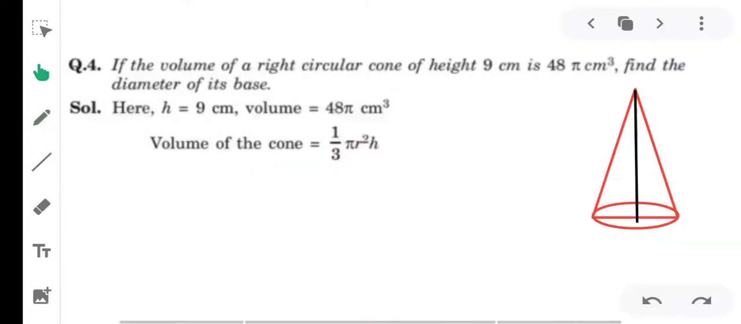So students, the question number 4 is in front of you, and this is the diagram of the question number 4. And if the volume of the right circular cone of the height 9 centimeter is 48 pi centimeter cube, right? So the volume is given, right? The capacity of the cone is given, and this is the height, right? Find the diameter of its base, right? यहाँ पर हमको diameter find करना है. Volume is already given and the height is already given. We have to find the diameter, right? तो diameter find करने के लिए we have to find this radius, right?